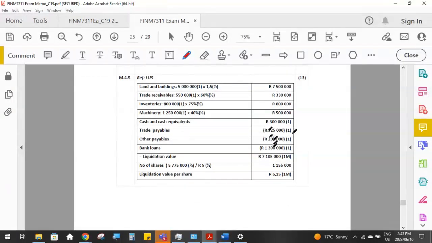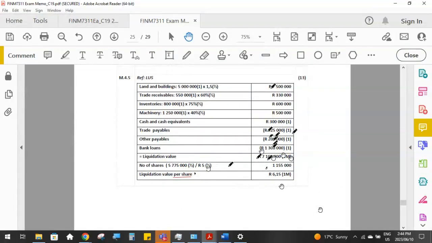Remember to put liabilities in brackets, and your assets must be positive, so that when you calculate the liquidation value, that value is assets minus liabilities. Then we've got our total liquidation value divided by the number of shares, which we calculated just now, and that gives you the liquidation value per share, which is what the question actually asked us. So if you had finished your calculations at the 7105, you would be losing 2 of those 13 marks because you didn't answer the full question.